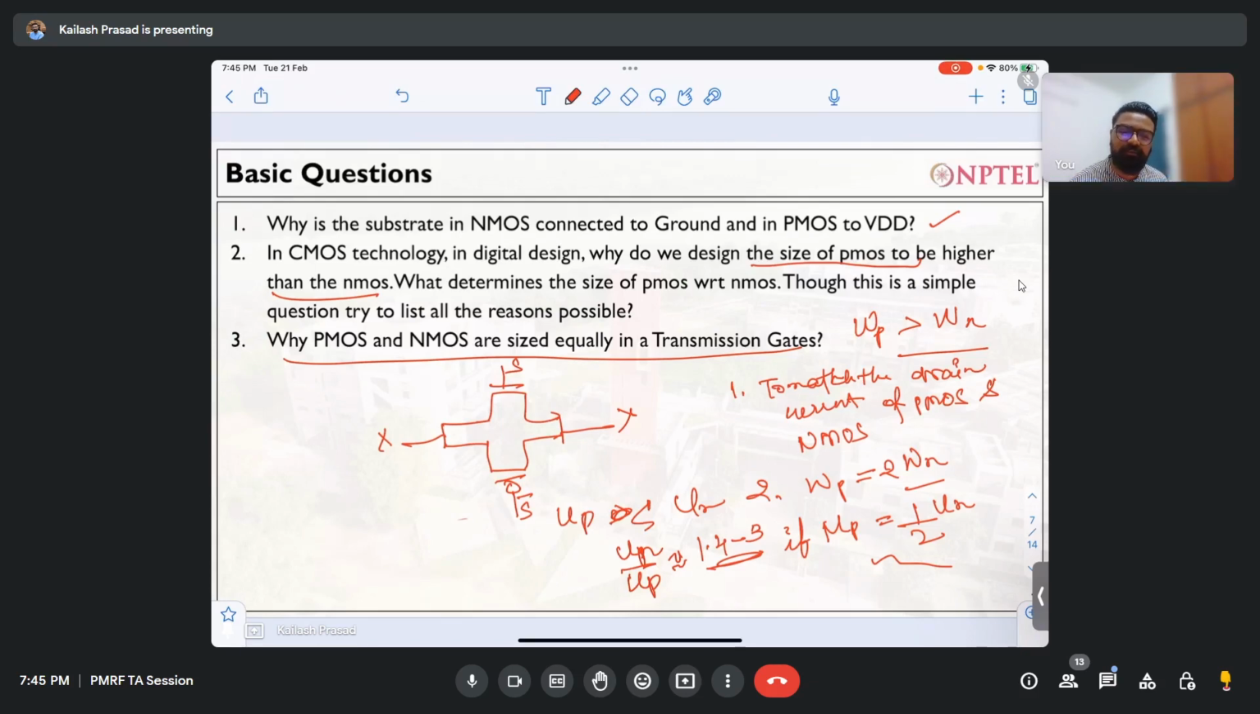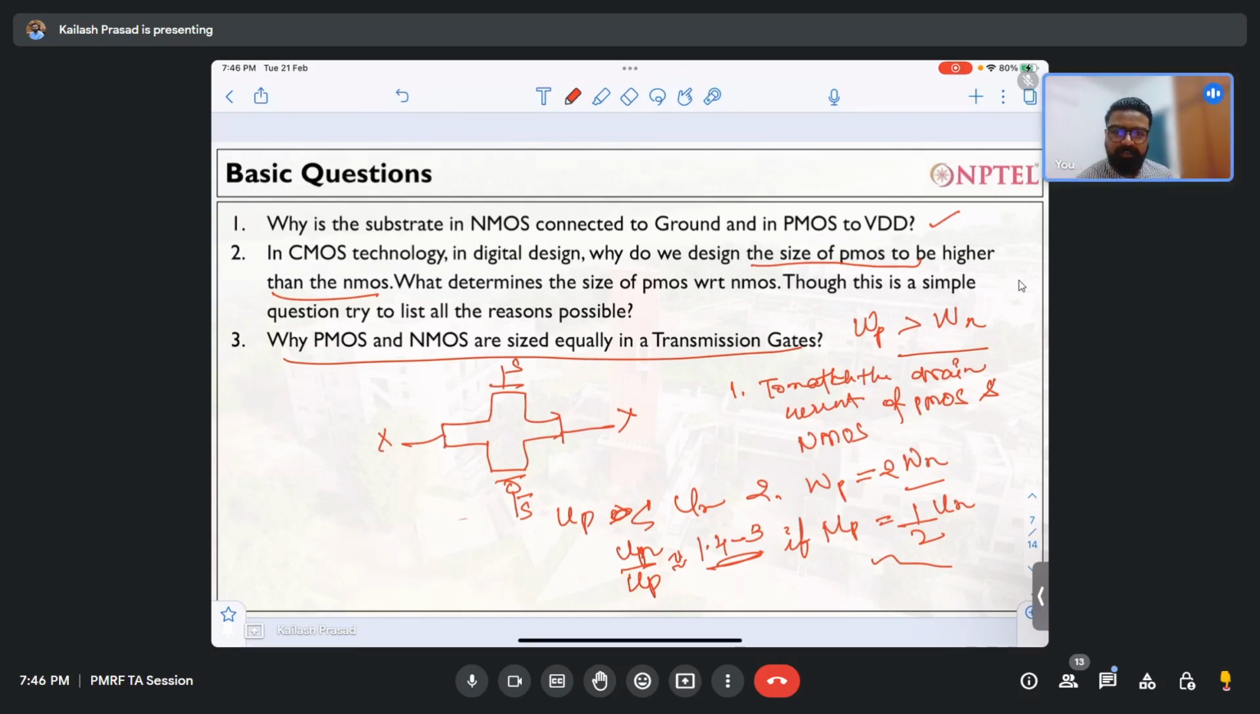If we consider a capacitor at the output, then passing the input to the output means charging the capacitor. NMOS will pass the zero, so it will discharge faster, and PMOS will pass the one, so it will charge the capacitor. So that's why the ratio is not required here. But for an inverter, it will be important.